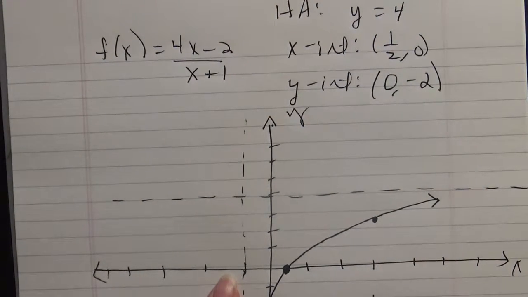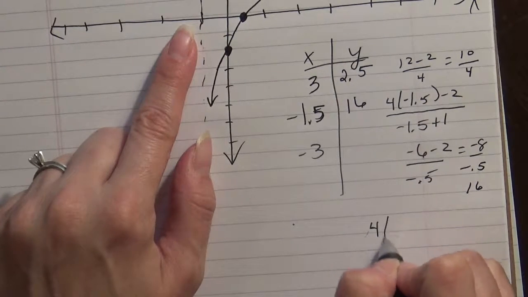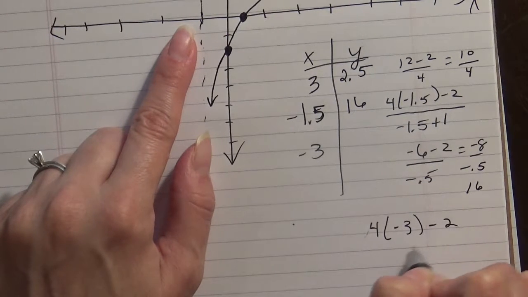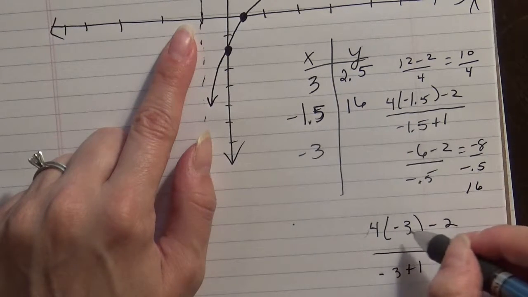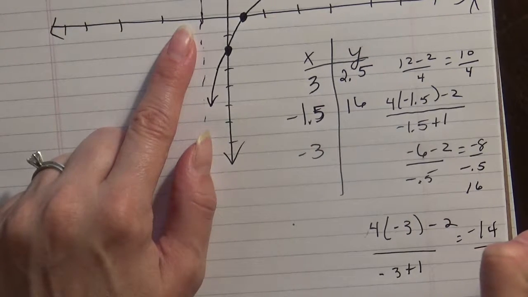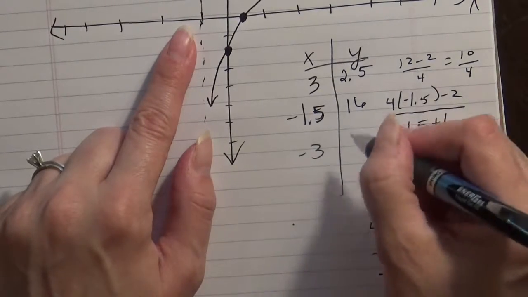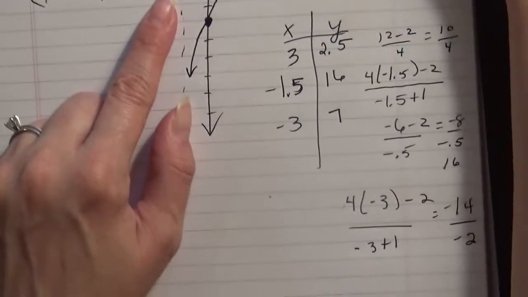What if x equals negative 3? If x equals negative 3, we're going to have 4 times negative 3 minus 2 over negative 3 plus 1. That gives me negative 12 minus 2, negative 14. Negative 3 plus 1 is negative 2, so I get 7 this time. So when x equals negative 3, I got y equals 7.